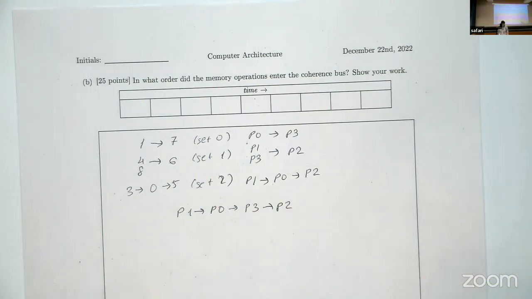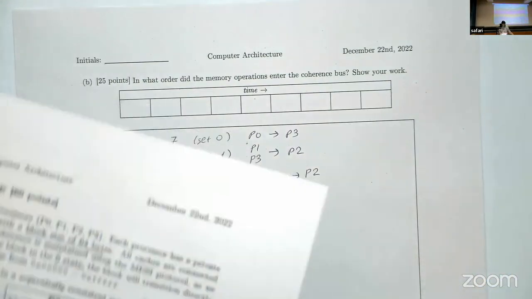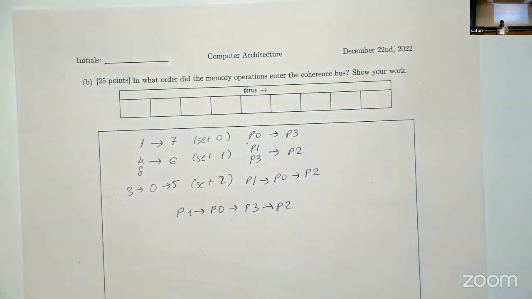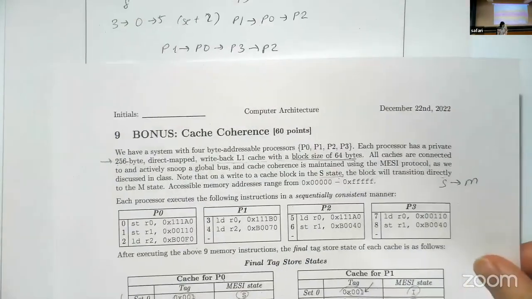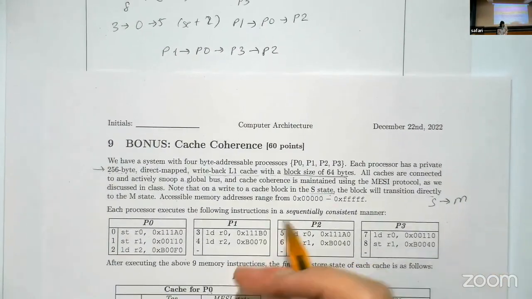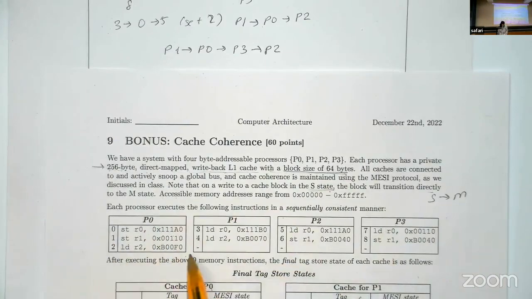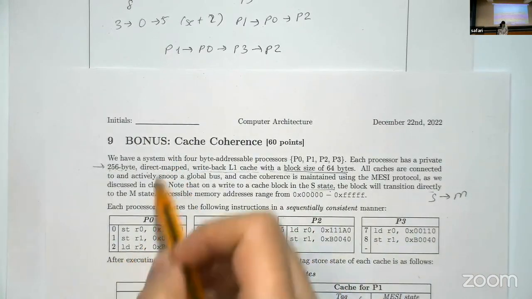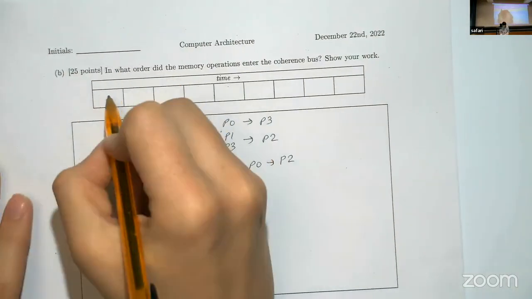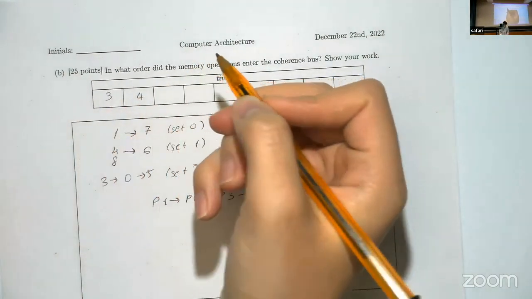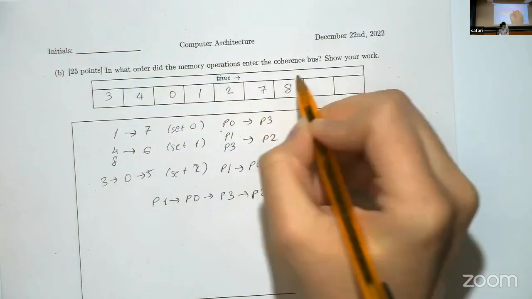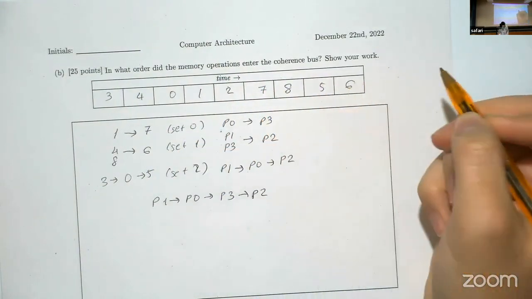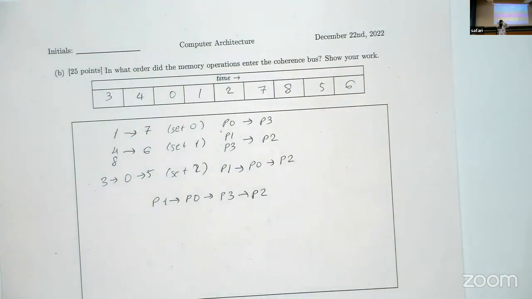Basically, this gives us the order. Maybe I can show them both. Yeah, basically you can just write the instructions in order based on this. So one of the correct answers should be 3, 4, 1, 2, 3, 7, 8, 5, 6. Okay.